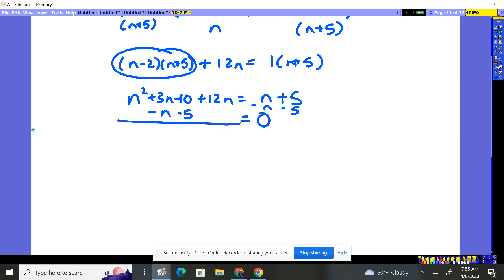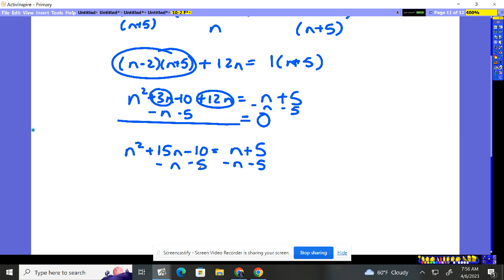Now, one thing I did poorly that I shouldn't have done is I should have put the 3n plus the 12n together first. So really, let's do that. Those put together first would have been 15n minus 10 equaling that n plus 5 over here. Now let's go ahead and subtract our n and subtract our 5. It makes it a little cleaner. Let's see what we get. We get an n squared plus 14n minus 15 equals 0.